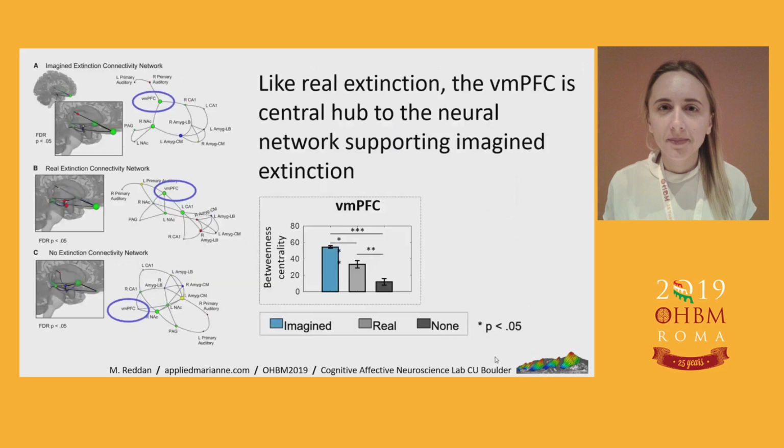And so just for the interest of time, I'm just going to point out one interesting aspect of this, and that's that the VMPFC has a significantly high betweenness centrality in the imagined and the real extinction groups relative to the no extinction group. So it indicates that, like real extinction, the VMPFC is a central hub to the neural network supporting imagined extinction.